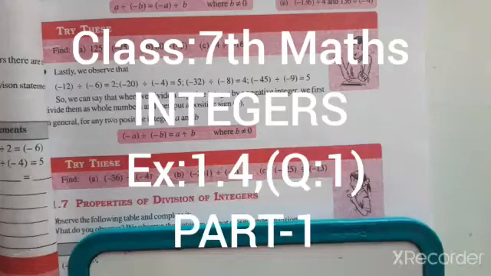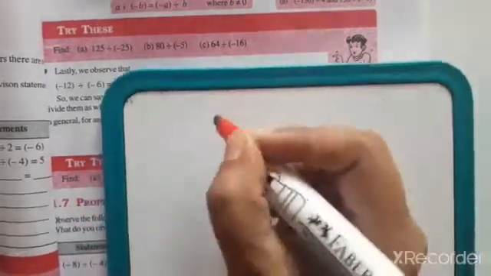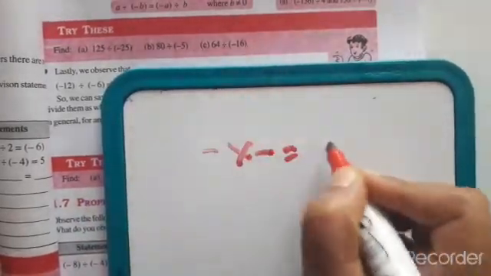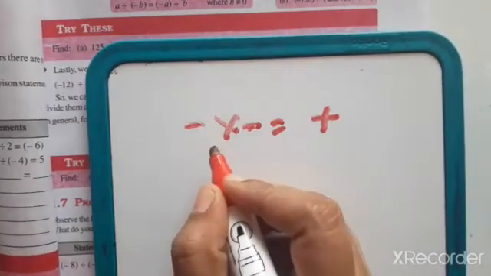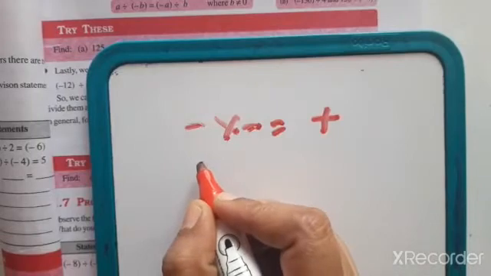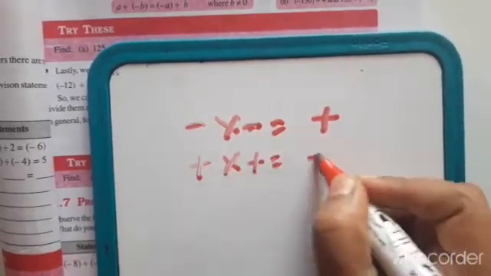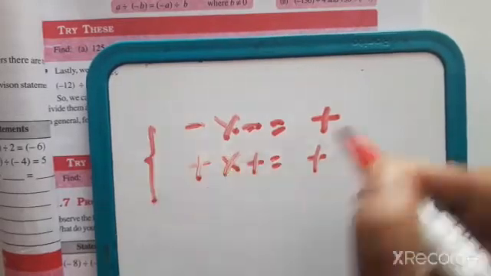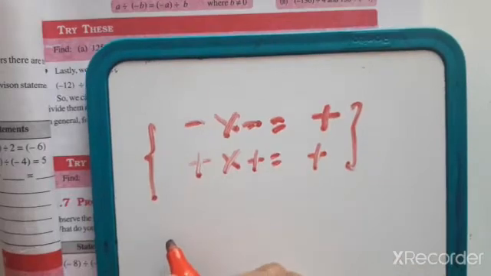This is 7th standard maths, chapter name is integers. Now, properties of division of integers. Now you know minus into minus means plus. When you multiply numbers with the same symbol, minus into minus is plus, and plus into plus is plus. It means when you multiply with the same symbol, the answer is with the plus mark.